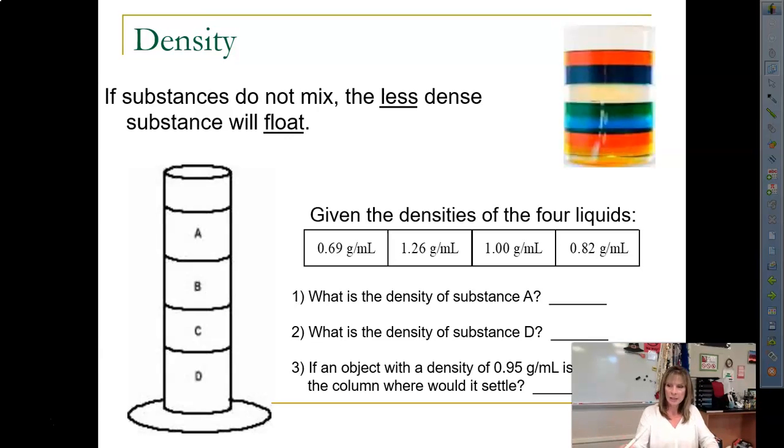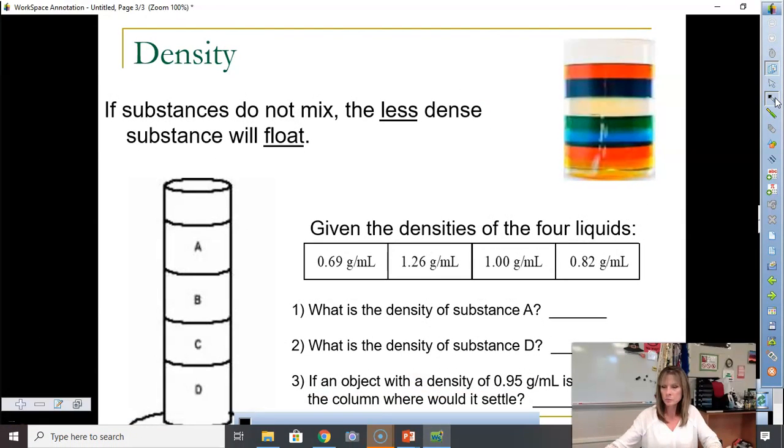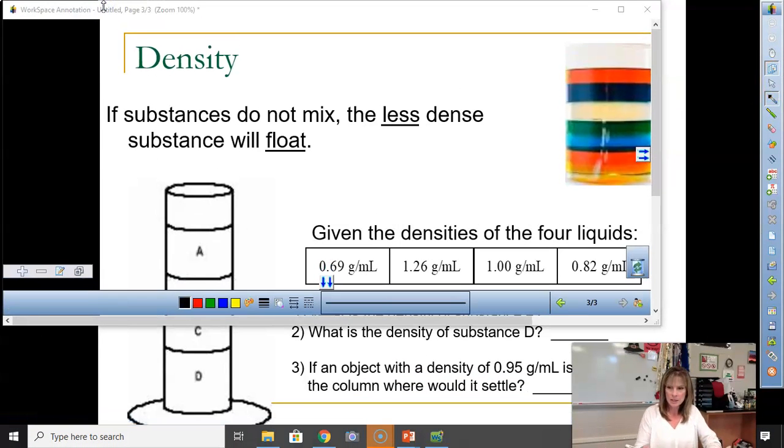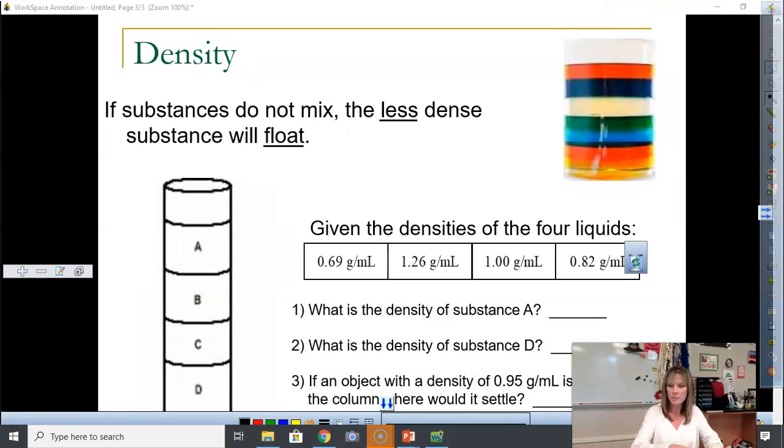Well, let's see if I can get my pen working here. There, if I get my pen working. So right there, ooh, everything got really small. Let's see if I can make that bigger for you. There we go. The density, let's see, 0.95. I'm way down here. 0.95.